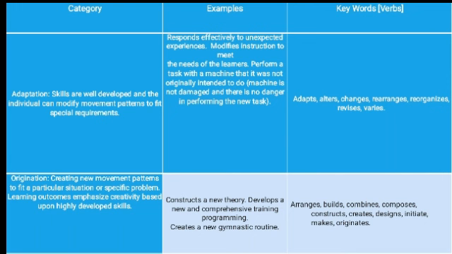Origination: creating new movement patterns to fit a particular situation or specific problem. Learning outcomes emphasize creativity based upon highly developed skills. Examples: constructs a new theory, develops a new comprehensive training program, and creates a new gymnastic routine. Keywords: arranges, builds, combines, composes, constructs, creates, designs, initiates, makes, and originates.